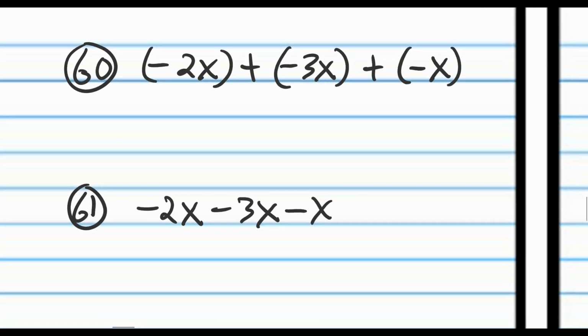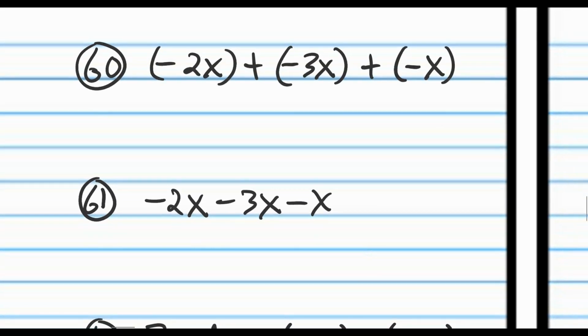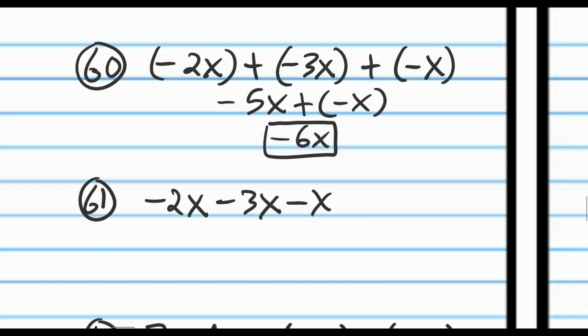All right, so try numbers 60 and 61, and when you come back, we'll do those together. Pause the video. All right, so we get negative 5x. Now we get negative 6x. So if you got negative 6x for number 60, good job.